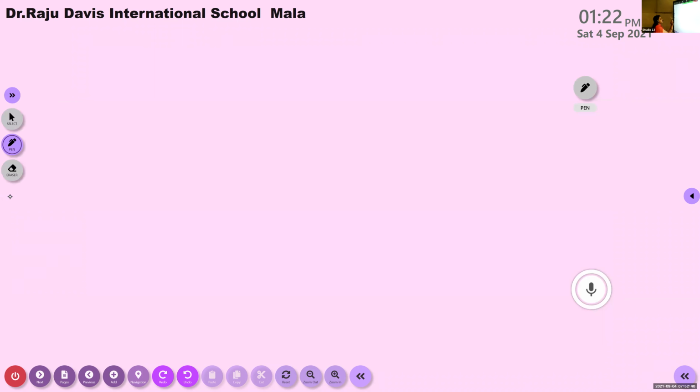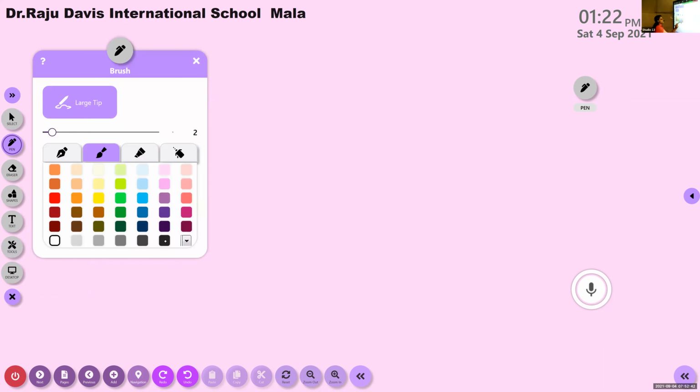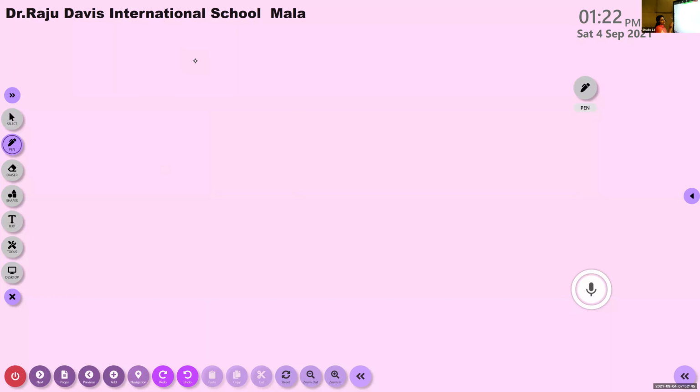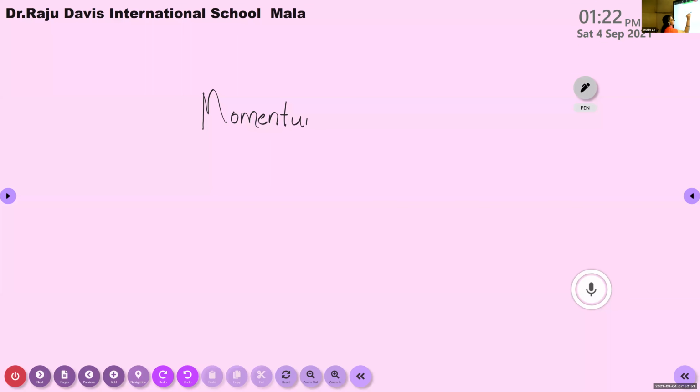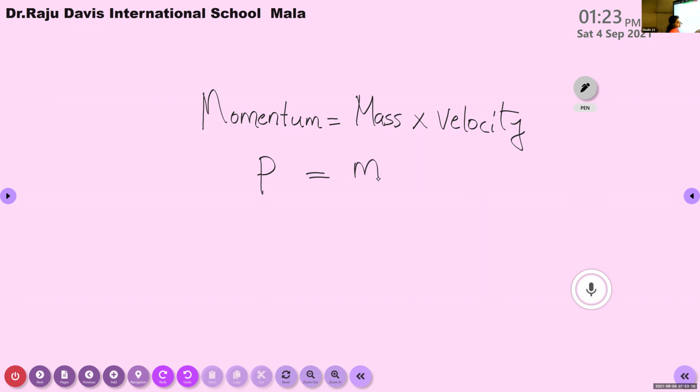So here we define the term momentum. We should know about momentum, then only can we define Newton's second law of motion. Momentum is equal to mass into velocity. The letter used to represent momentum is P, not M. Mass is represented by M and velocity by V. So P is equal to M into V. This is the mathematical equation for calculating momentum.